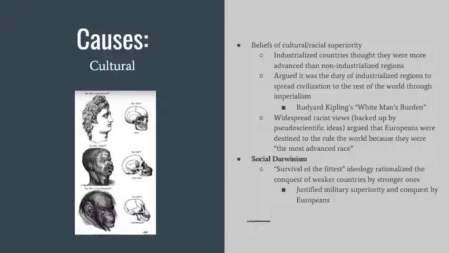There were also widespread racist views that were backed up by pseudoscientific ideas that argued that Europeans were destined to rule the world because they were, quote, the most advanced race. Some scientists even used Darwin's new theory on evolution, the survival of the fittest ideology, to argue that Europeans were more highly evolved than other races, and that because of this, it was only natural that Europeans would go on to dominate the world. This was because of things like natural selection. This, of course, has nothing to do with Darwin's theories, but the idea was very popular back in the imperial time.